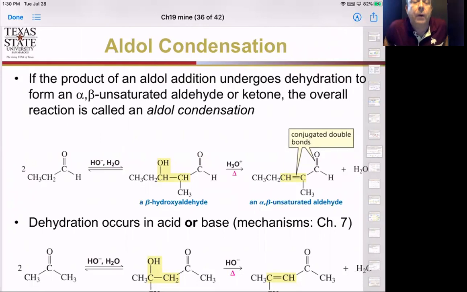Okay. So when you're looking at an aldol addition product, there's no heat present. If you're going to dehydrate the material and get an alpha beta unsaturated aldehyde or ketone, a conjugated unsaturated aldehyde or ketone, you will have to add heat in that final step.